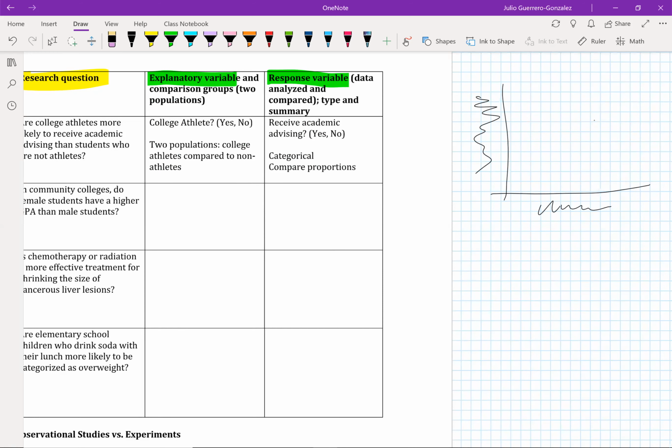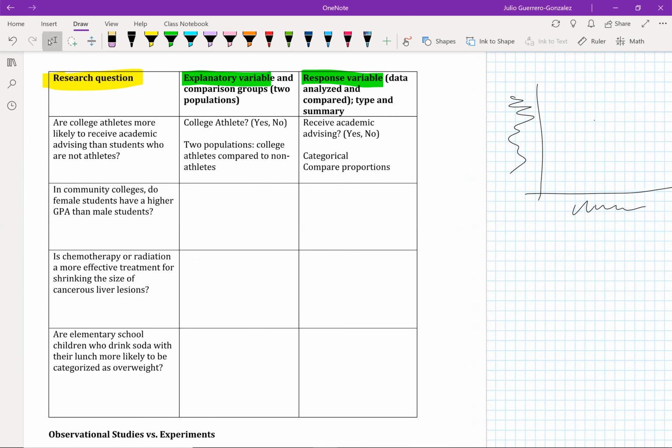So the first one's done for us, right? Are college athletes more likely to receive academic advising than students who are not? So the explanatory is, are they college athletes? Yes or no? And we're thinking, depending on that response, it'll produce yes more often to academic advising. Make sense?